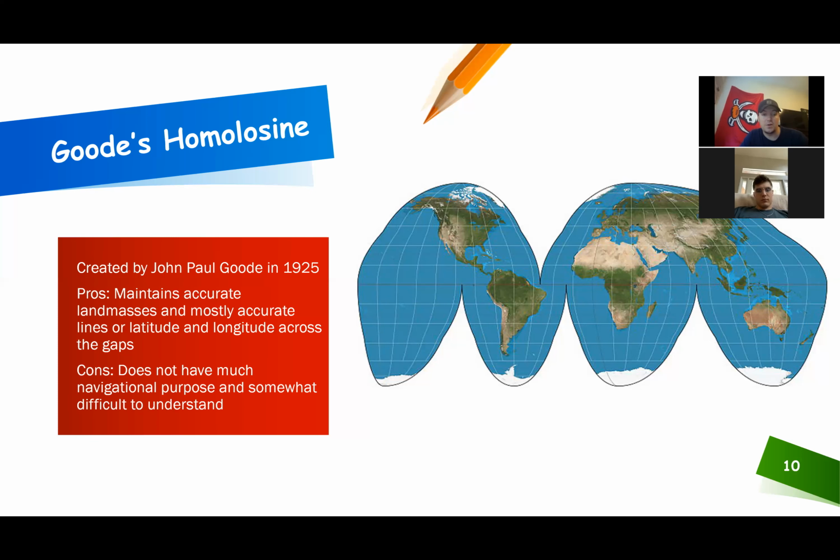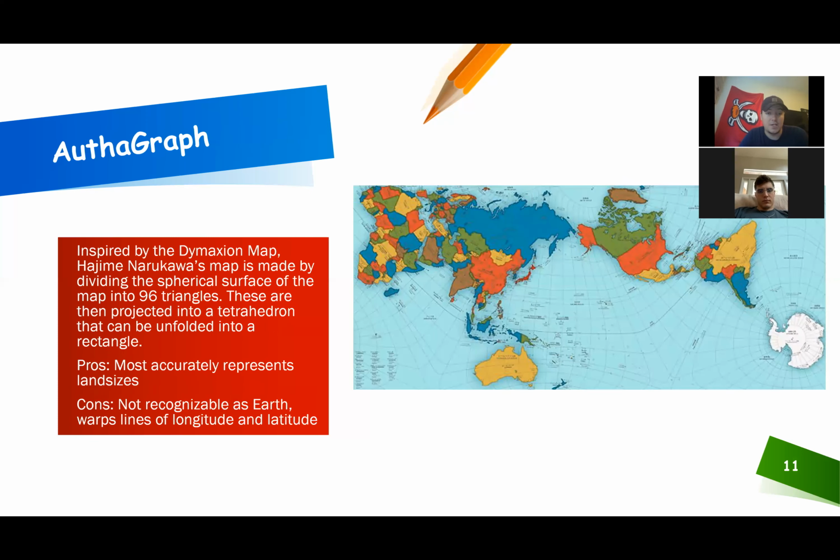This next one is known as the Authagraph. It was inspired by the Dymaxion map. This is Narukawa's map, which was made by dividing the spherical surface of the map into 96 triangles and then piecing those triangles together into a tetrahedron that can then be unfolded, which is a little complicated, but that's not something you really need to know to understand the concept.